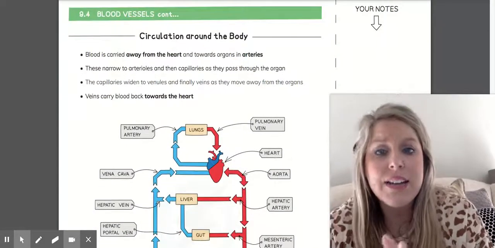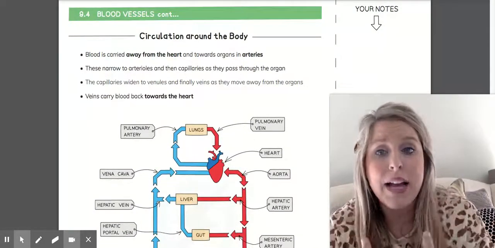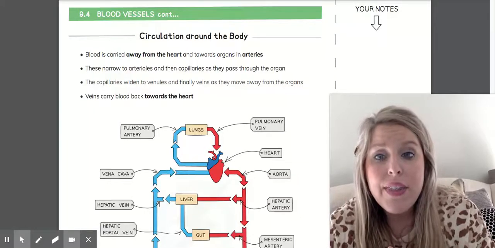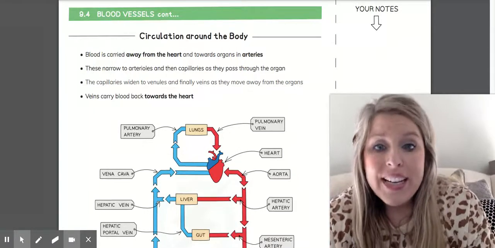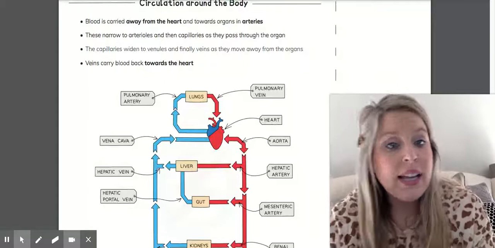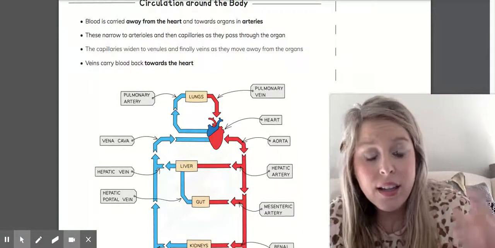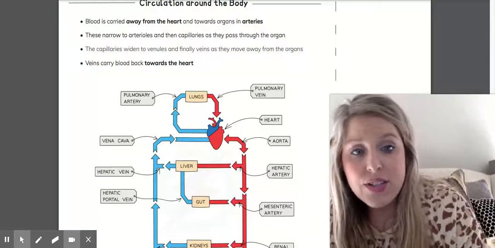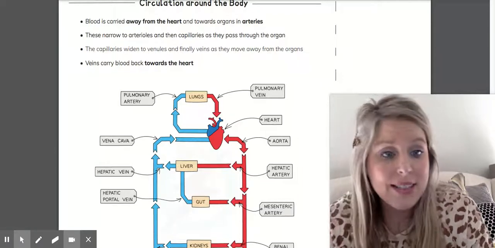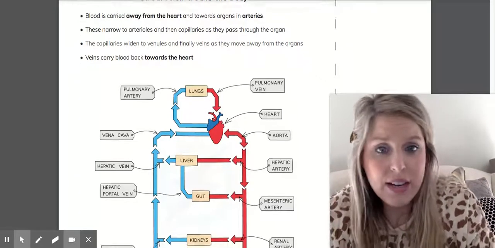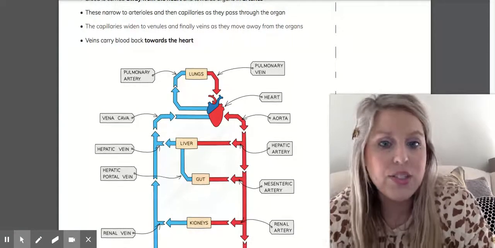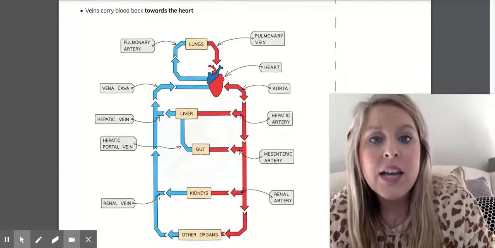The last thing we'll look at is just how blood circulates around the body. So it's important to know that every organ is going to have an artery and a vein side of it. So each organ has to have blood coming from the heart to supply it with oxygen. And then each organ is going to have veins that transfer deoxygenated blood back to the heart to pick up oxygen and start the process all over again.